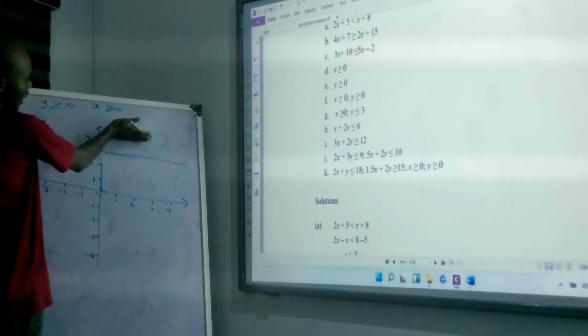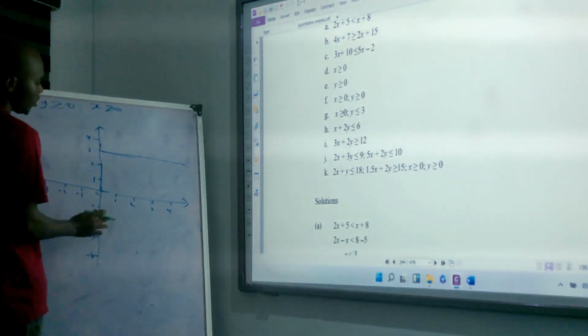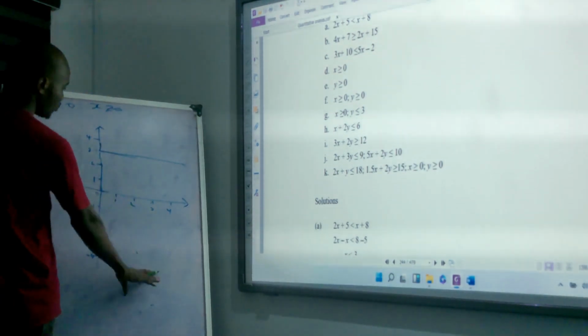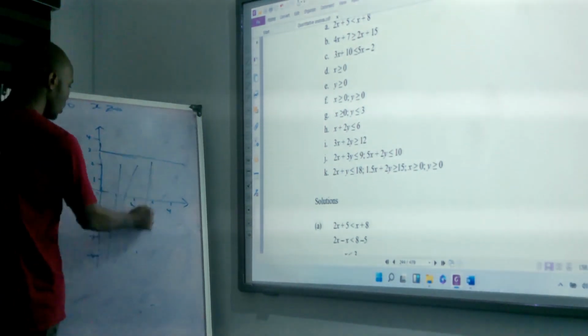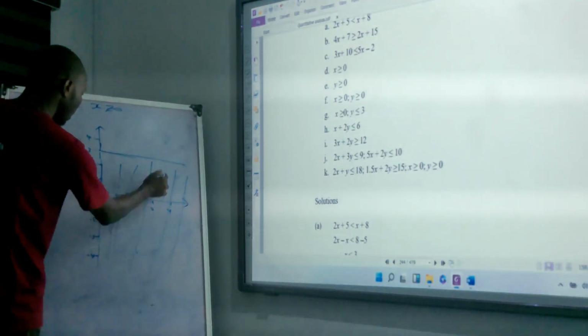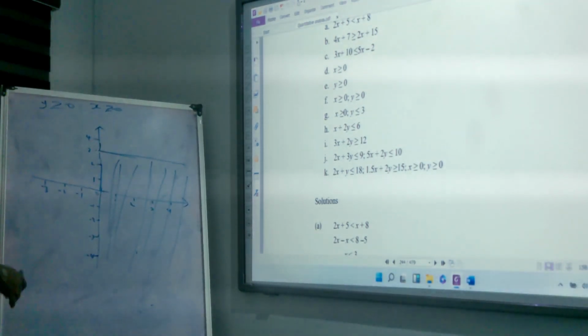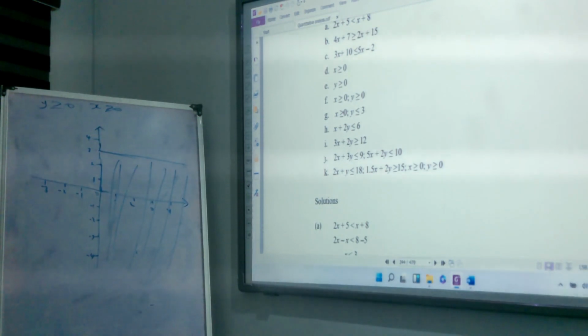So all the y values here are not true, all the y values down are true, all the s values here are not true, all the s values here are true. So we are looking for the shaded portion here. Sure. And then we shade it out. So that is the shaded portion. I think it's very easy and straightforward.